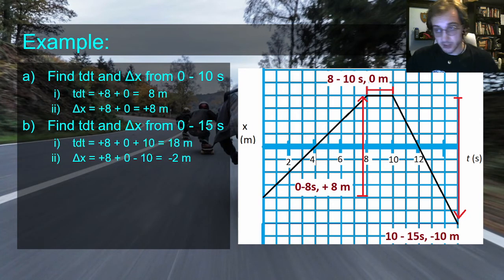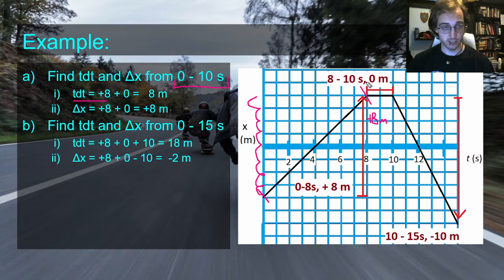So let's do a couple examples. If we want to find our total distance traveled from 0 seconds to 10 seconds: from 0 seconds to 8 seconds, from here to here, if I count it out, I go up by 1, 2, 3, 4, 5, 6, 7, 8. So this section here is plus 8 meters.